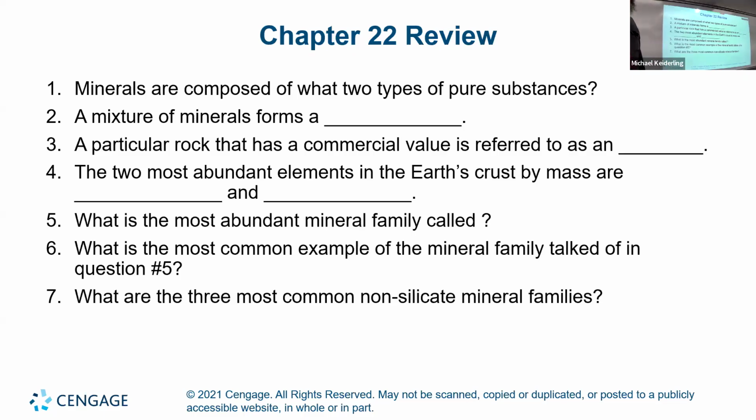The most abundant mineral family is called the silicates. The most common example of the mineral family talked about in number 5 is feldspars. The most common silicate mineral, followed by quartz. The feldspars are the most common. The three most common non-silicate mineral families are the oxides, the carbonates, and the sulfates. These are sulfates as opposed to the sulfides. Another common one is the sulfides.